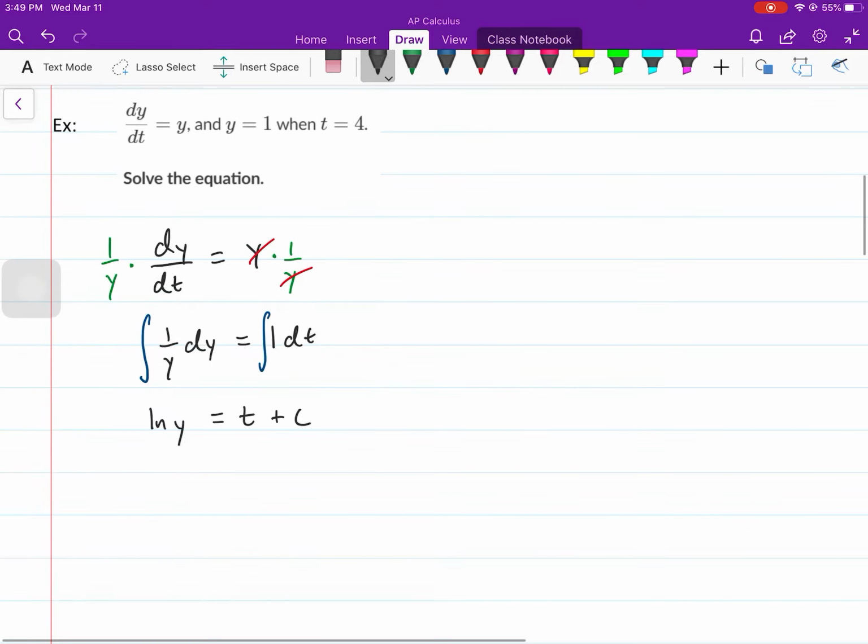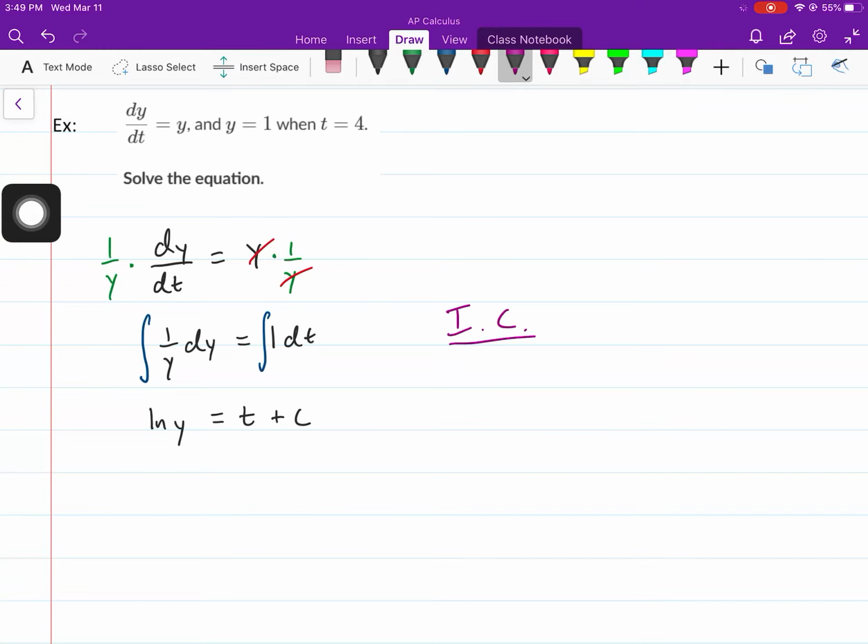Now you can solve for c at any moment of time, but my recommendation is to take care of that right now. The earlier the better usually. So let's go ahead. We have our initial condition. When t is 4, y is 1. So let's just go ahead and plug that in. So we're going to have natural log of 1 equals 4 plus c.